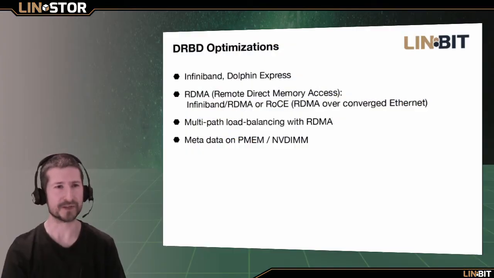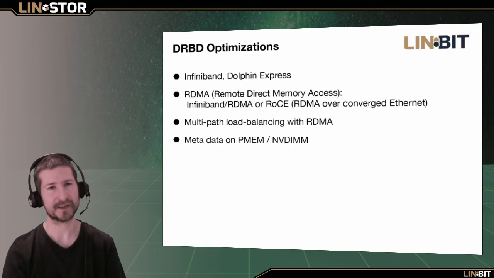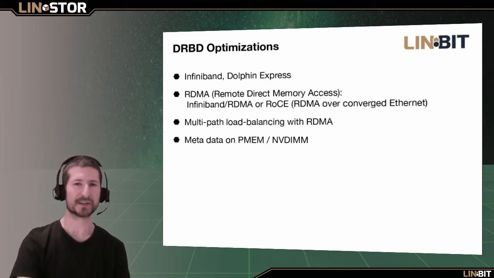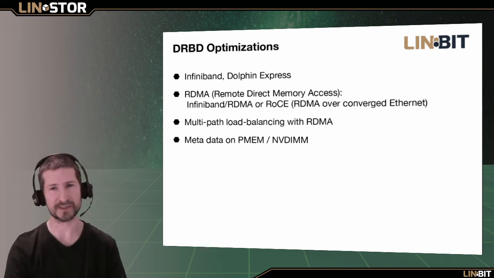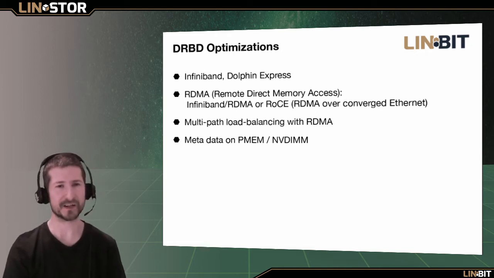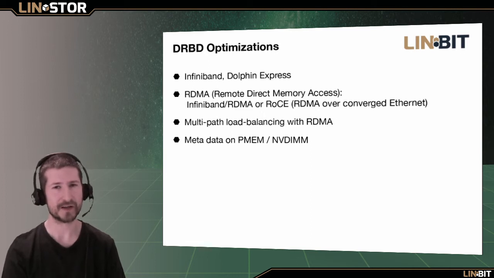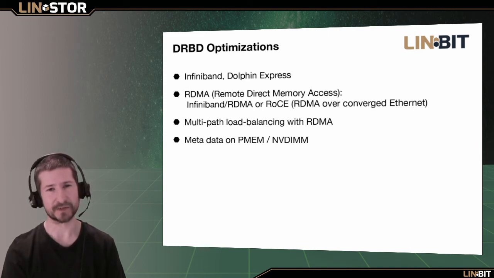For increased performance, you can use InfiniBand or Dolphin Express cards with DRBD. And there's also a commercial add-on that provides RDMA, which is Remote Direct Memory Access. That reduces latency. That is not included in the open source version of DRBD since it is a commercial add-on. There's another add-on that allows you to keep metadata on PMEM or non-volatile memory DIMMs. And metadata is necessary for DRBD to keep track of the synchronization state of each DRBD volume.